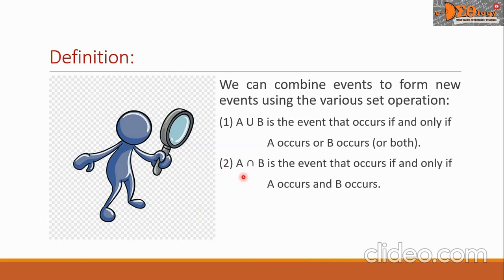The second operation is A ∩ B. This is read as A intersect B. A intersect B is the event that occurs if and only if A occurs and B occurs. Sometimes this is called AND event. For example, let A be an event whose outcomes are 1, 2, 3, 4, and 5, and event B whose outcomes are 4, 5, 6, 7, and 8. A intersect B equals 4 and 5, and these are the outcomes that are common to event A and event B.